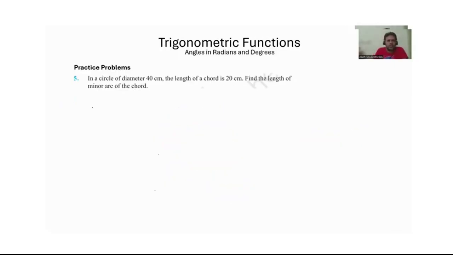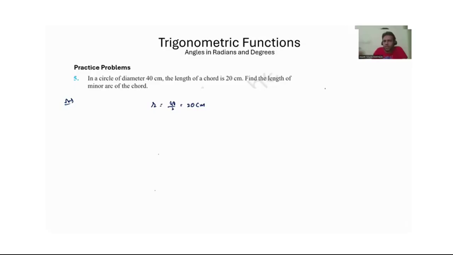All right, another one. In a circle of diameter 40 centimeters, the diameter is given, so the radius is 20 centimeters. The length of the chord is 20 centimeters. Find the length of the minor arc.